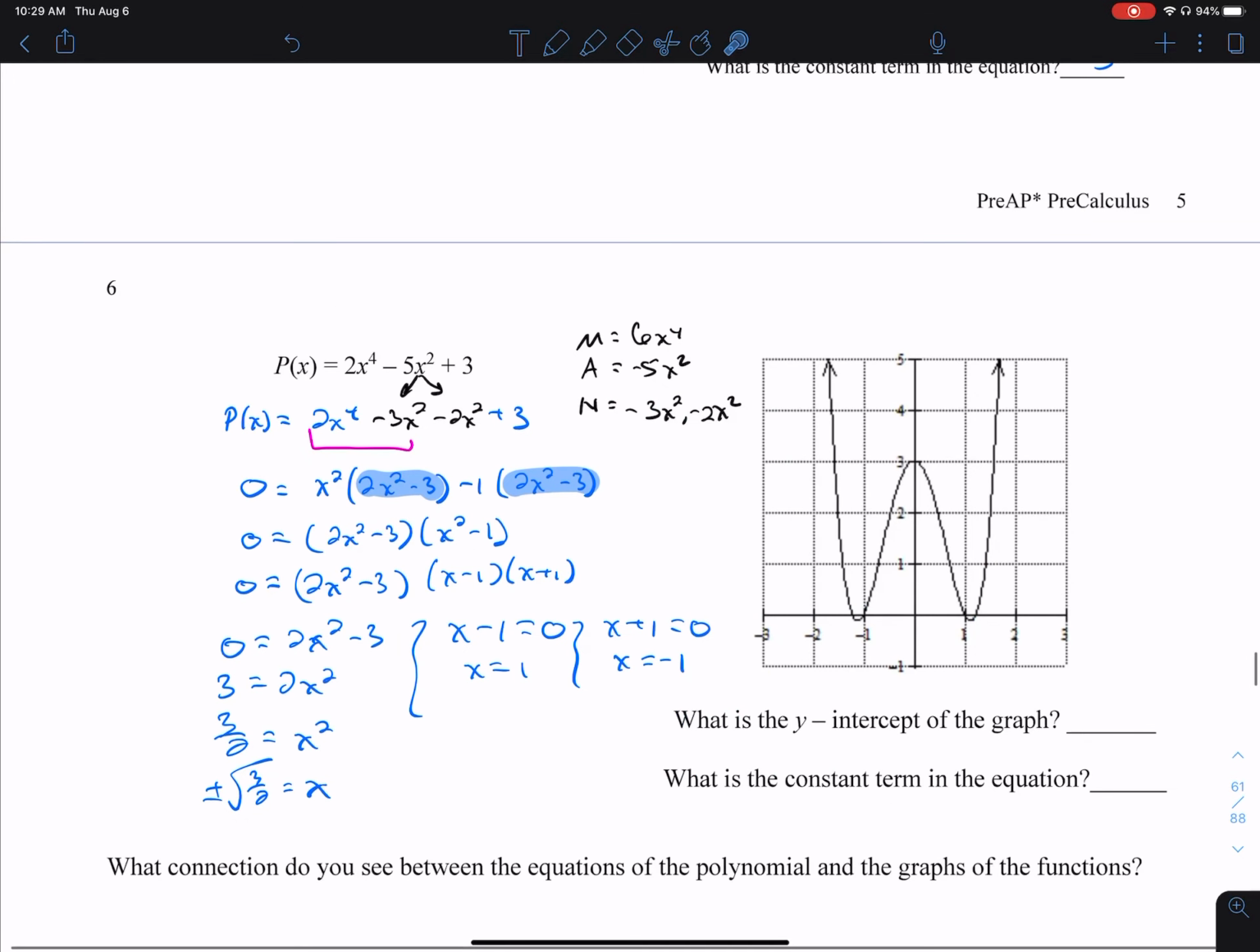We got an irrational x-intercept of negative square root of 3 over 2 and positive square root of 3 over 2. And we have 2 rational x-intercepts of negative 1 and positive 1. What's the y-intercept of this graph? Looks like it's 3. What's the constant in this graph? That is definitely a 3. That is not a coincidence.